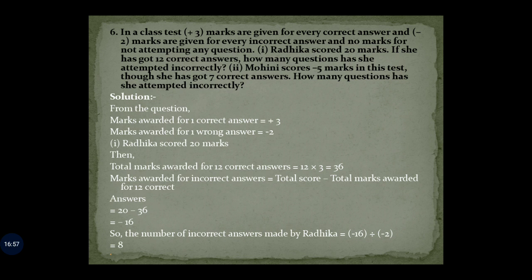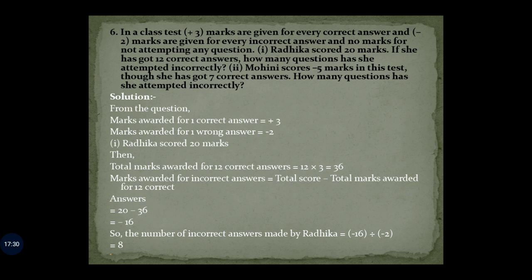Now sixth problem. In a class test, plus 3 marks are given for every correct answer and minus 2 marks are given for every incorrect answer, and no marks for not attempting any question. That means 0. Case 1. Radhika scored 20 marks. If she has got 12 correct answers, how many questions has she attempted incorrectly? Case 2. Mohini scores minus 5 marks in this test. Though she has got 7 correct answers, how many questions has she attempted incorrectly?